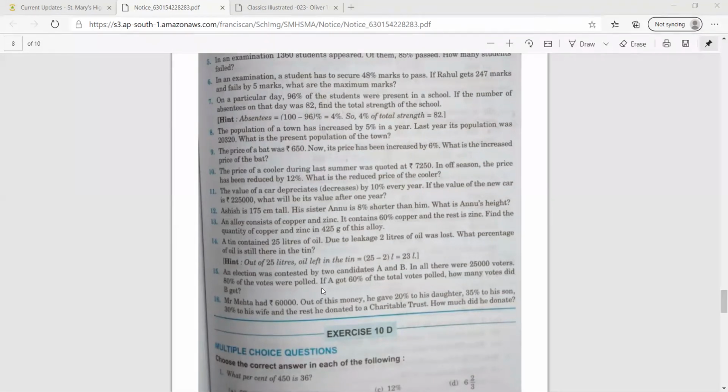Okay, if A got 60% of the total votes polled, how many votes did B get? Now A is getting 60% of the total votes polled. Not of the voters. They are saying of the votes polled. Means how many ever people went for polling, who went to vote. And 60% of that A got. And how many votes did B get? That is the question.